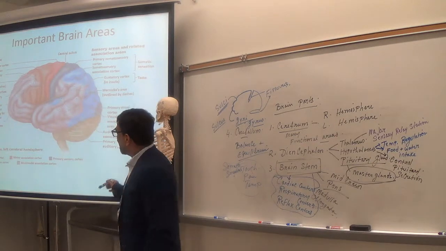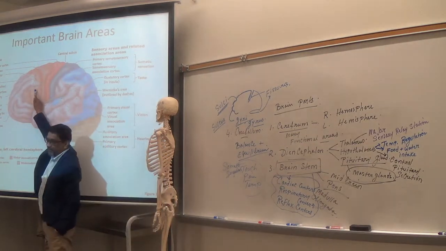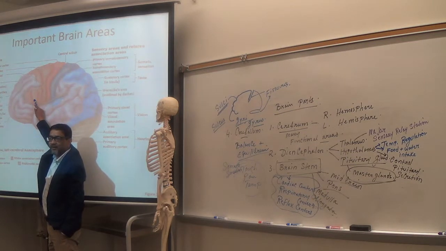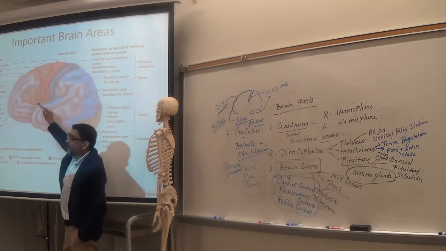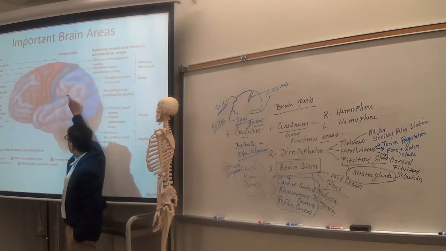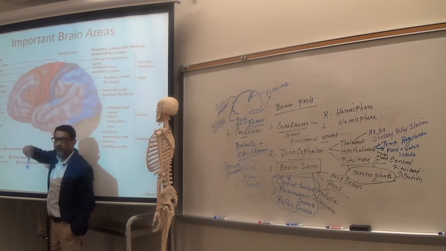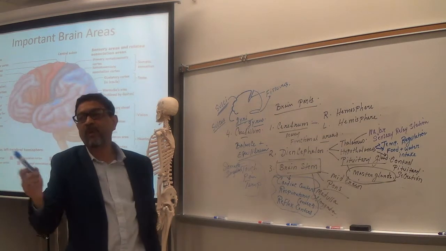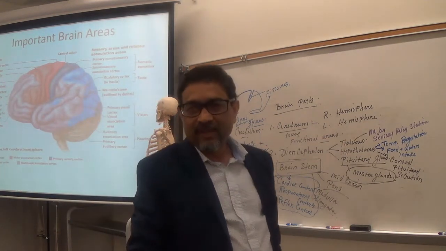So, if a lesion occurs in this part, the person will have a problem with what? Speaking. But he will understand what other people are saying. If a lesion occurs here, this person will be able to produce speech, but he will not be able to understand. Make sense?